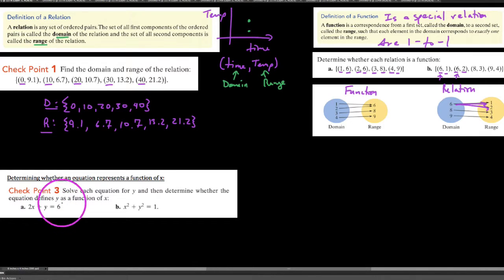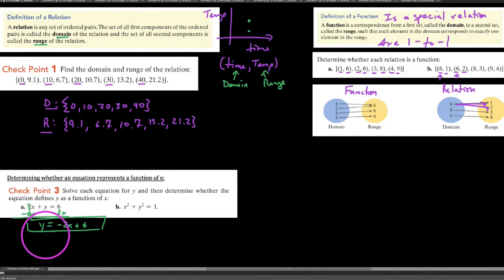So the first thing we'll always do to determine whether y is a function of x is to isolate the y. If I subtract 2x from both sides of this equation, essentially we'd have y equals negative 2x plus 6. And I already identify this as being the slope-intercept form of a line, which is a function.